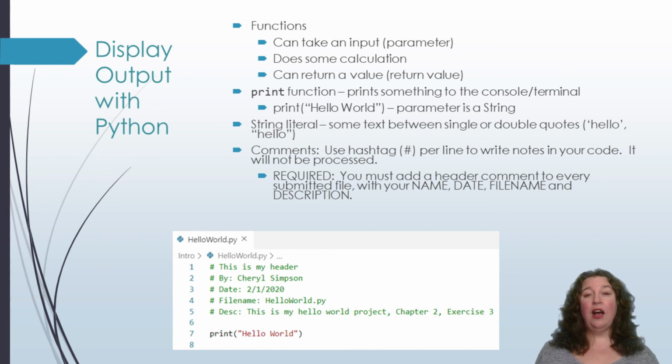Functions can also have a return value. They can return a value. So I can have a function like add two numbers, and it takes two numbers as its input, adds them together, and then outputs the sum of those two numbers. So our functions can take an input, do something in there. They don't have to take an input. You can have a function without an input.